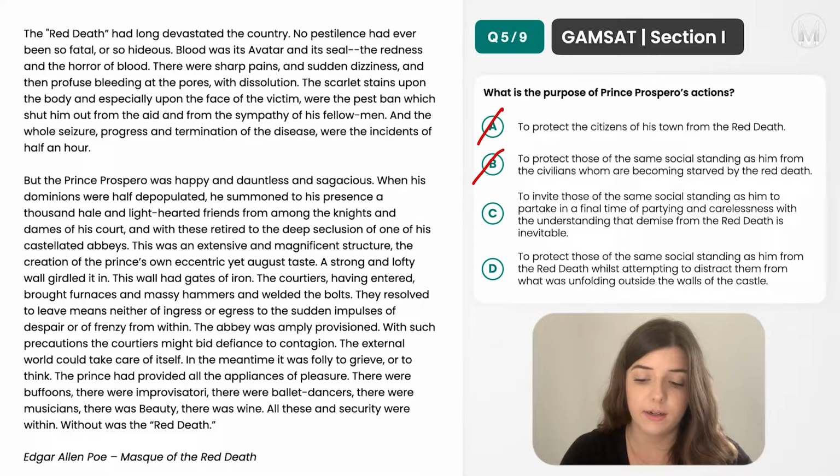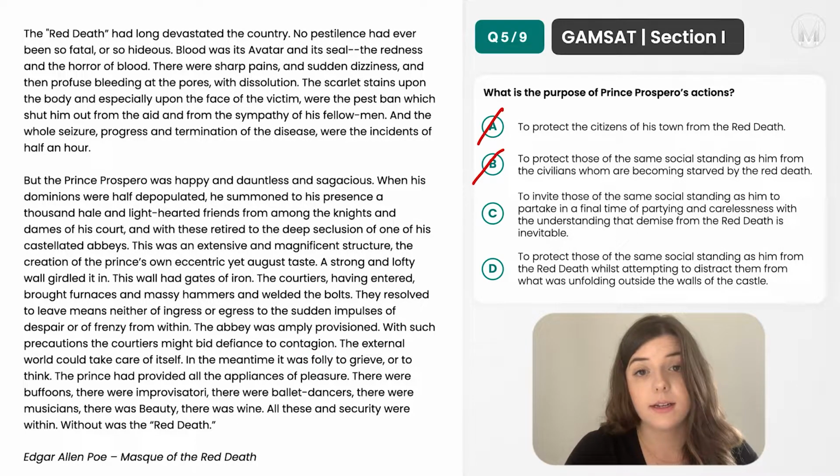However, he does not believe that the demise from the Red Death is inevitable. So he says, with such precautions, the courtiers might bid defiance to contagion. So he actually thinks and believes that by barricading themselves in, they will be able to avoid the Red Death. So option C is incorrect.